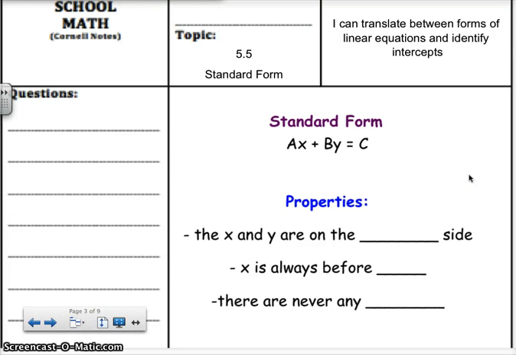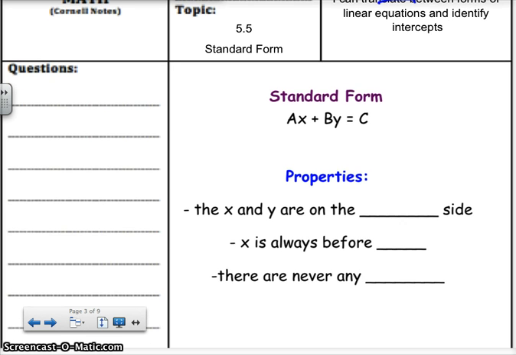Okay, we're going to learn standard form today. Your learning target: you can translate between forms of linear equations and identify intercepts of a graph. Okay? This is what standard form looks like: Ax plus By equals C.